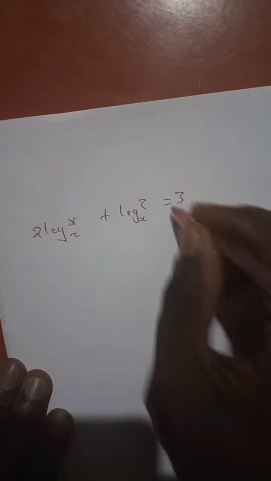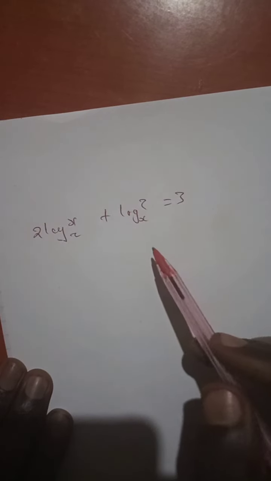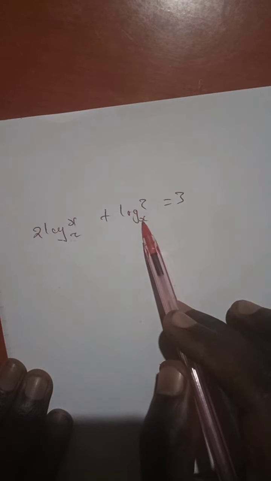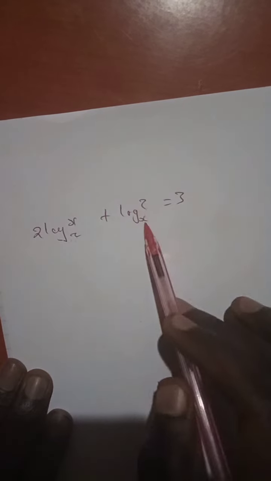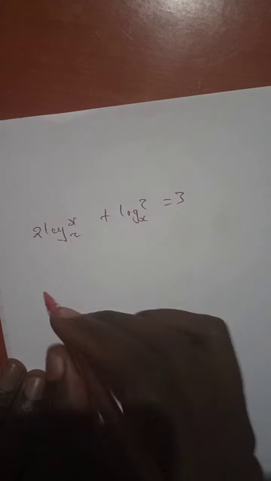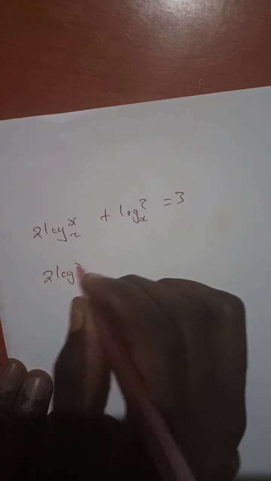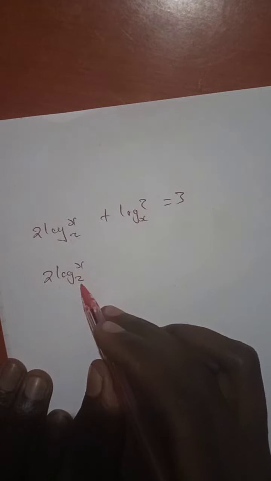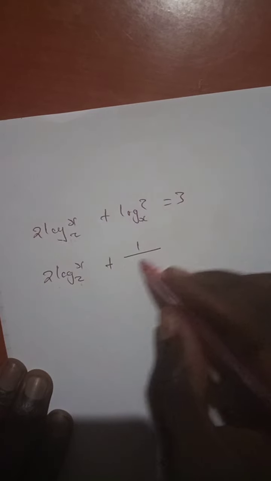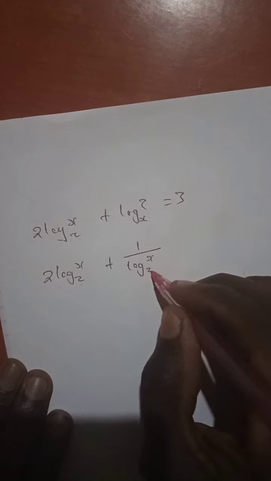We can as well use this example. If you have 2 log x to base 2, plus log 2 to base x is equal to 3. Remember, we said for addition and subtraction to work, the bases are supposed to be the same. Here we have base 2, here we have base x. Since x is a non-base, we have to find the inverse so that we interchange. So we say 2 log x to base 2, maintaining this one, plus now the inverse of this one. When you inverse, you also interchange, so that it becomes the log of x to base 2, is equal to 3.